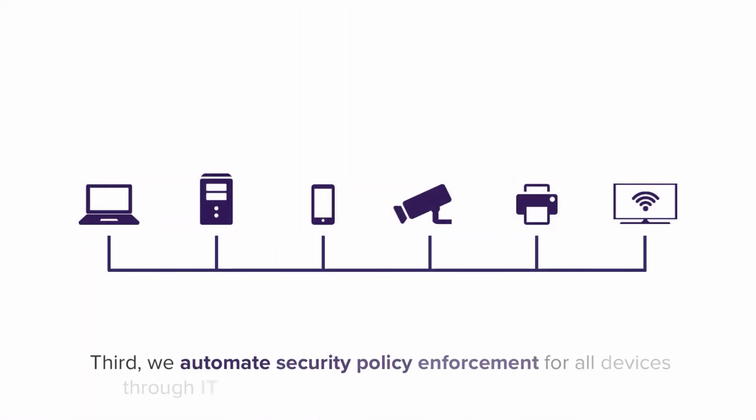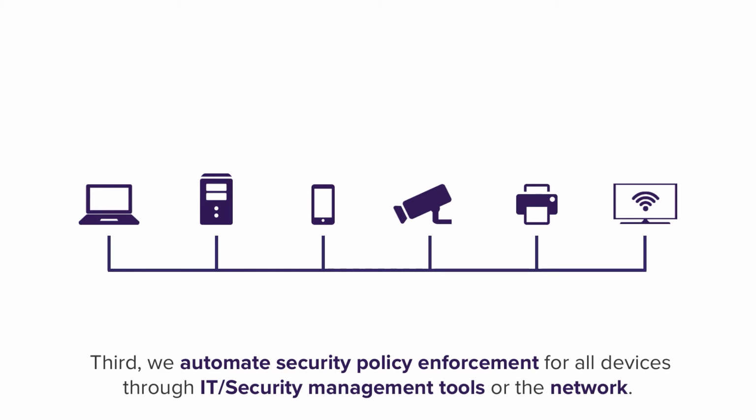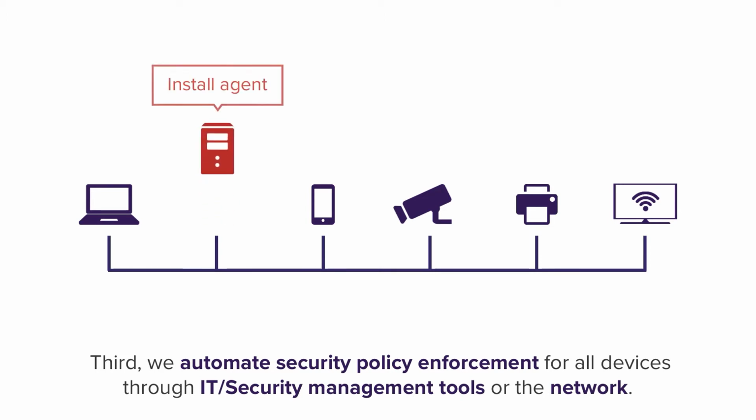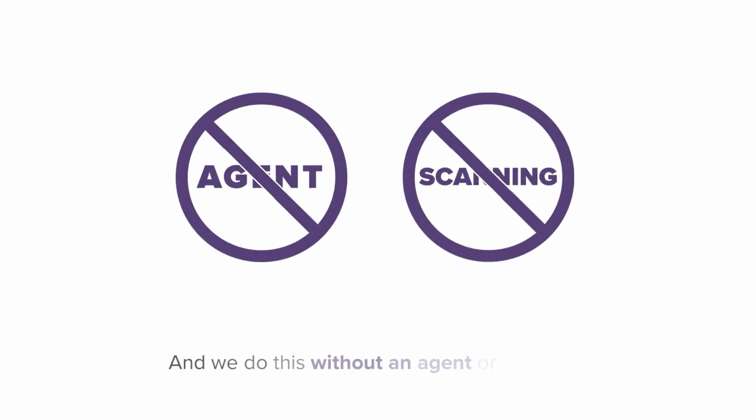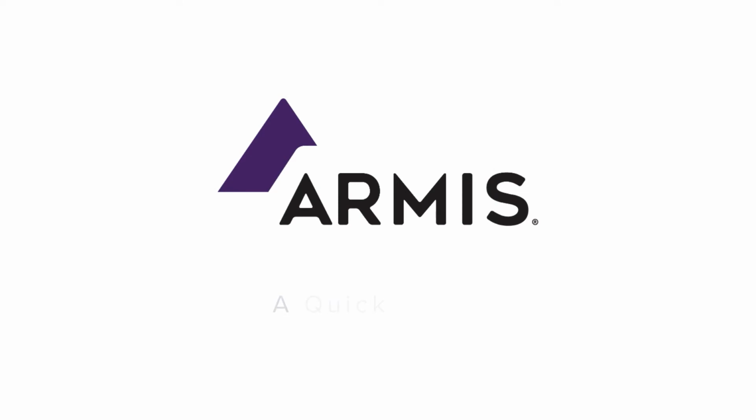Third, we automate policy enforcement across your IT and security tools and through your network, protecting your devices, ensuring they have the right security or agents, or disconnecting and quarantining the device if necessary. We do all this without an agent and without scanning because Armis is completely passive. Let me show you how Armis makes this possible.